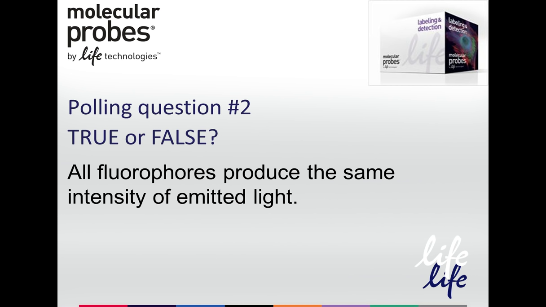I'll give you 10, 9, 8, 7, 6, 5, 4, 3, 2, 1. And 95% of the audience has correctly identified false as the answer, and 5% have identified true. The correct answer is false. Different fluorophores have different degrees of brightness, and the staining index can be used to measure the relative brightness.